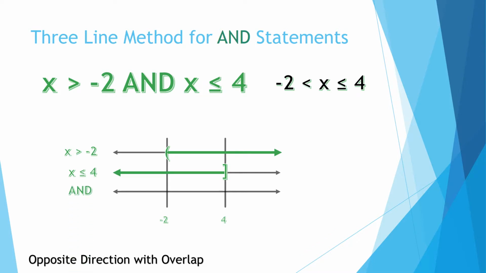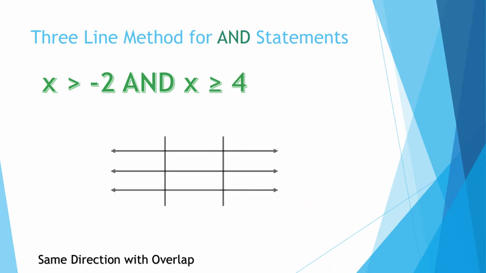Again, this is an AND statement, so we're looking for points in both the first line and the second line, and this is going to be from negative 2 to 4. Again, we do not include the negative 2, but we are including the 4. And that's our solution.